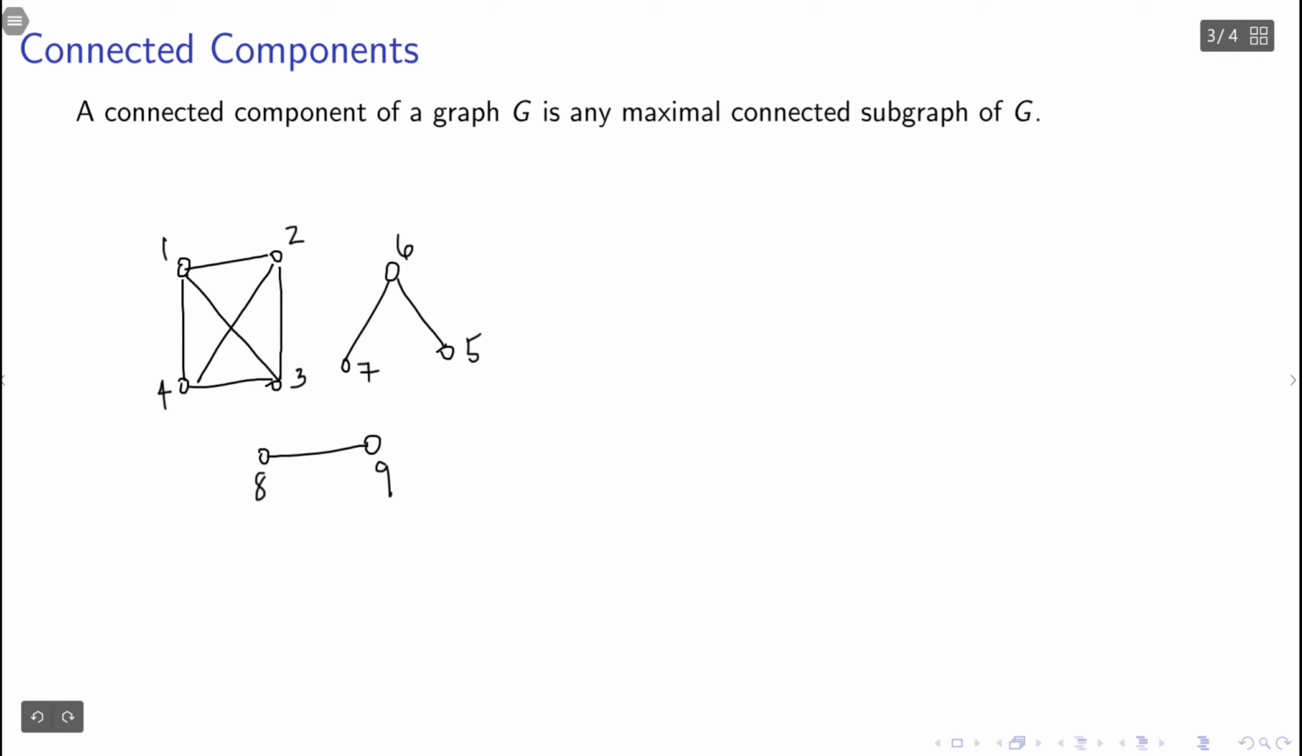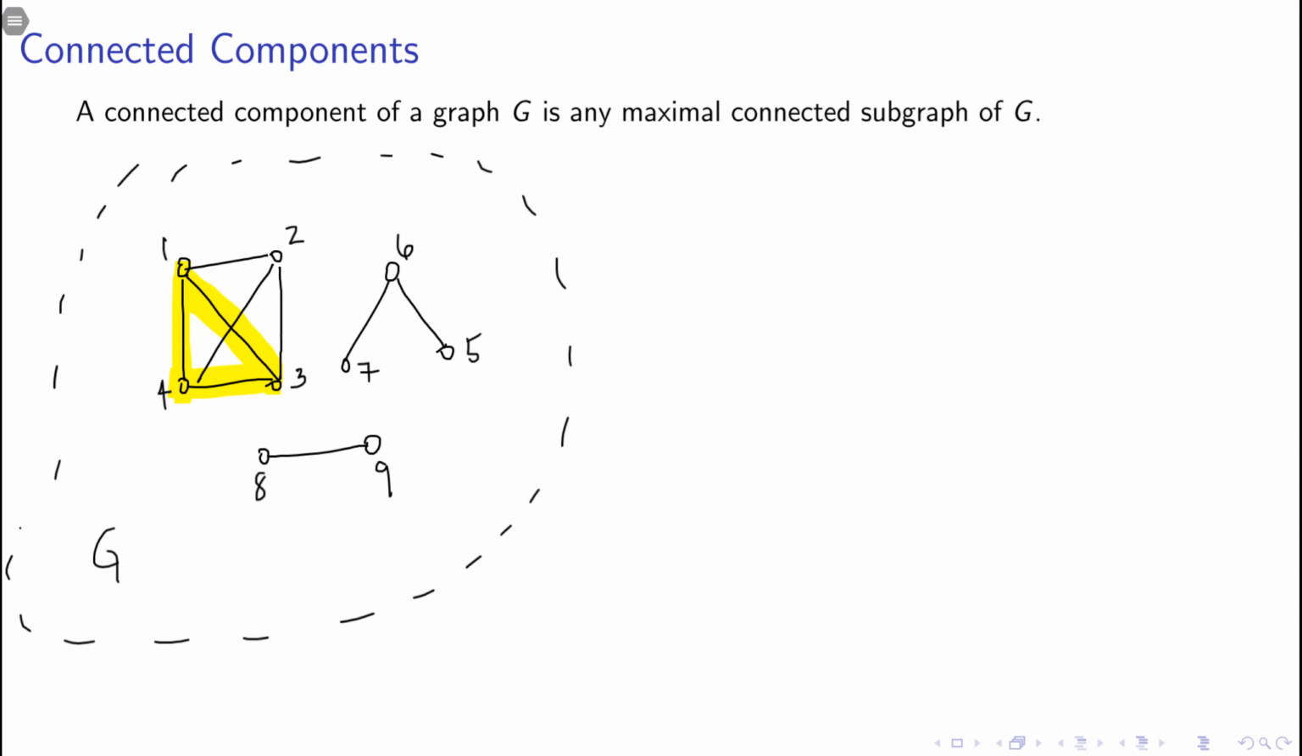Now, what we call the connected components of a graph is basically any maximal connected subgraph of G. So what do these words mean? You've seen subgraphs before. These are basically graphs that are contained in G. So for instance, this triangle is a subgraph, the triangle formed by vertices 1, 3, and 4, assuming graph G is everything here, just to make this clear. Now, that subgraph is connected, that triangle that is highlighted there.